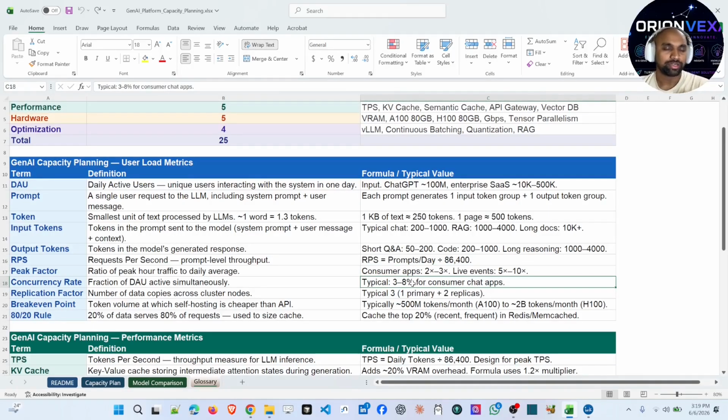Next, the replication factor. Usually for redundancy, we keep 3 replicas: 1 primary and 2 replicas. The break-even point means the token volume at which self-hosting is cheaper than the API. Typically, it is 500 million tokens per month for A100 to 2 billion tokens per month for H100. The 80-20 rule means 20% of the data accounts for 80% of the requests. We use this for caching.